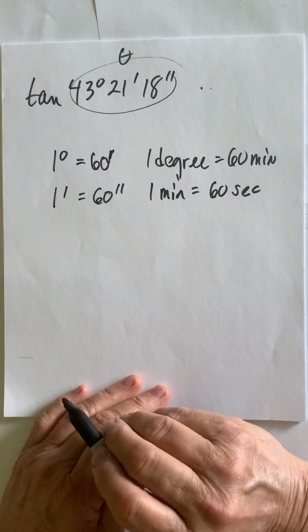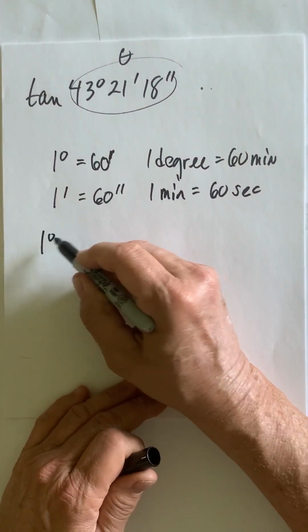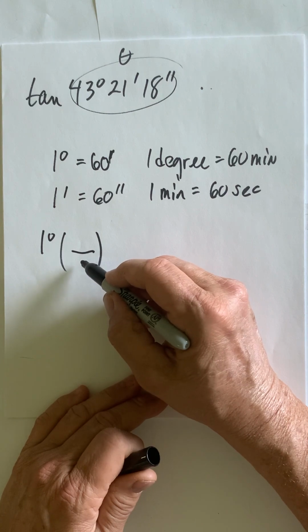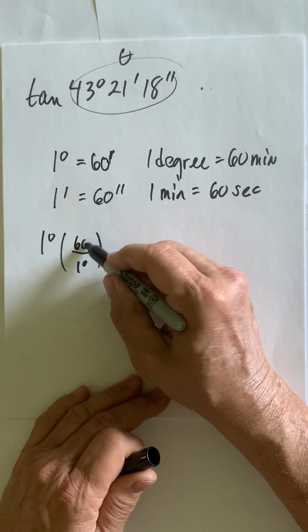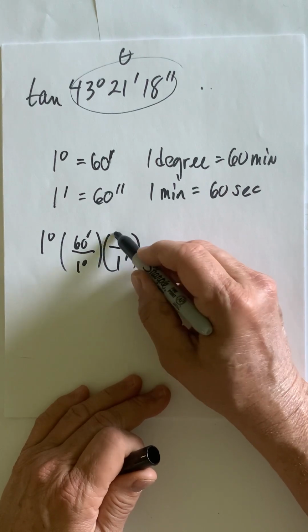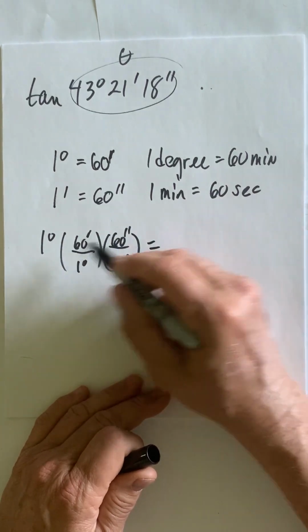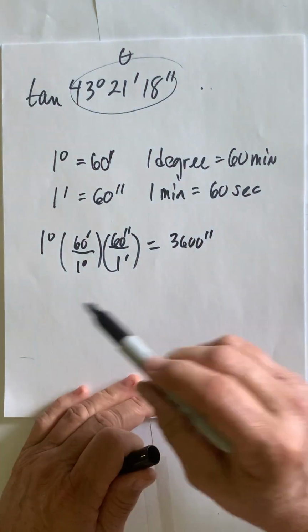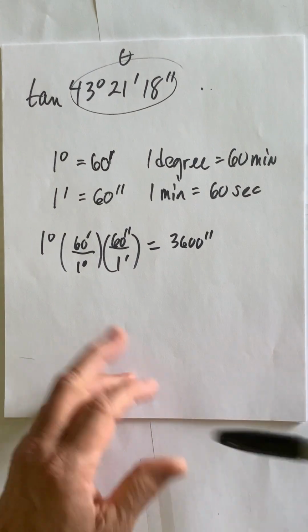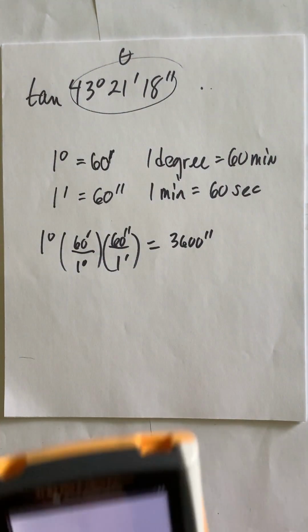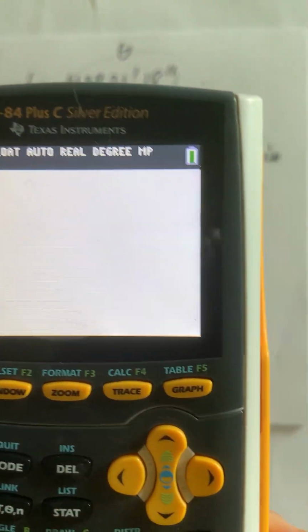Okay. Now, which means that if I say 1 degree, in 1 degree there's 60 minutes, and in 1 minute there's 60 seconds. So in 1 degree, 60 times 60 is 3,600. So 1 degree is 3,600 seconds, right? I'll show you what I do, because I just can't remember all this stuff.